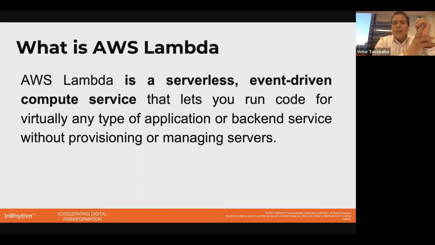What is AWS Lambda? AWS Lambda is a serverless, event-driven compute service that lets you run code for virtually any type of application or backend services without provisioning or managing servers.